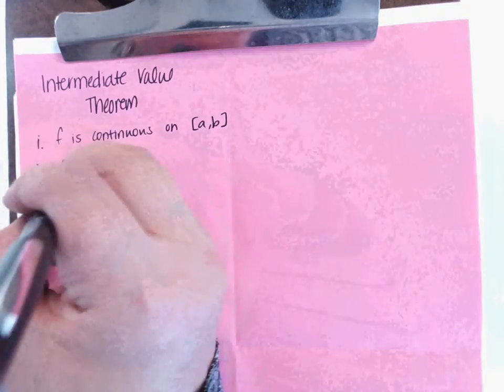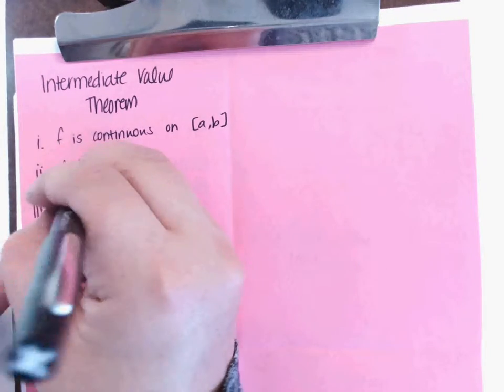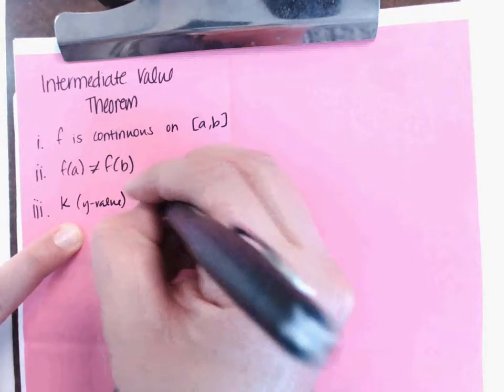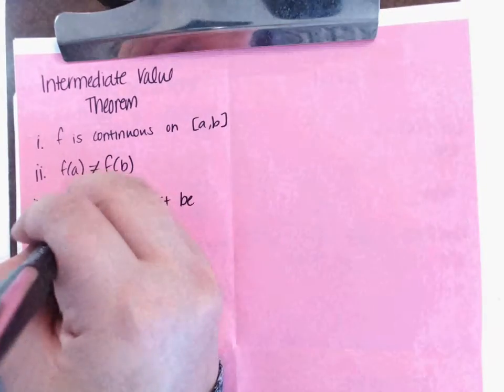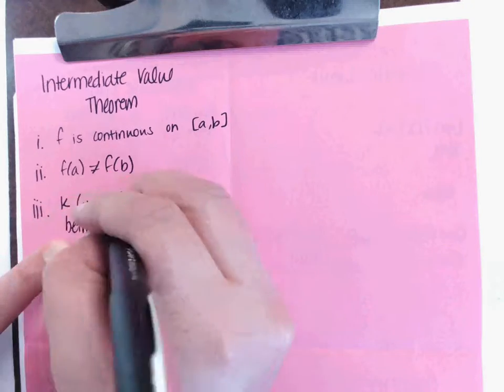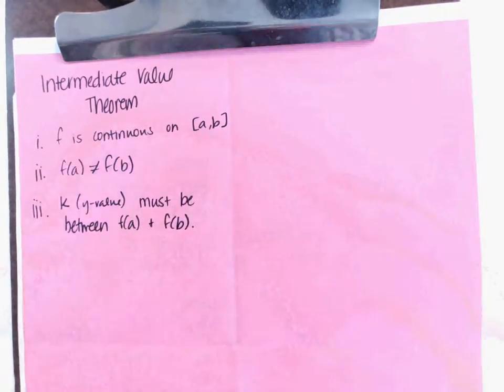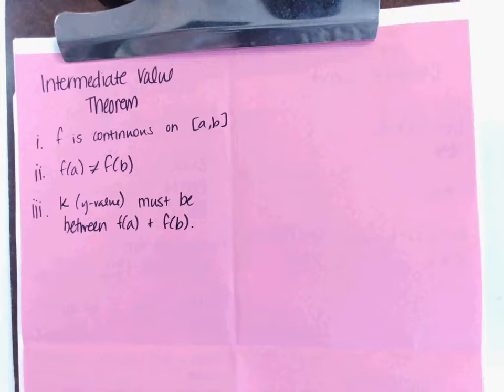So my third thing is that the k, which is a y value, must be between f of a and f of b. So whatever y value I want, usually we call that k in the theorem, whatever that y value is, it has to be between my endpoints for this theorem to promise that it's going to happen.